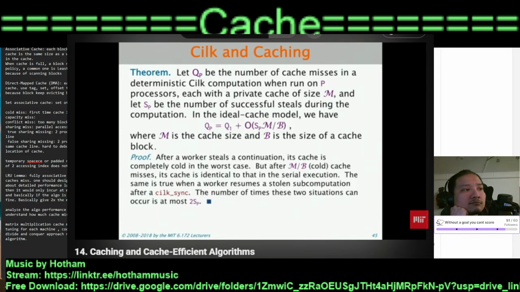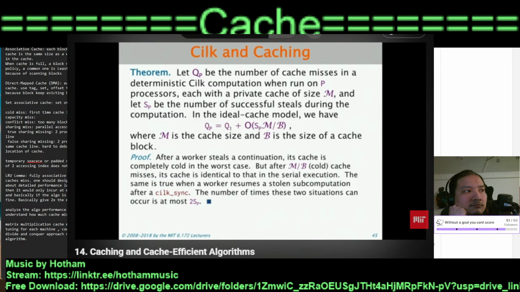And the proof for this goes as follows. If you recall, in the Cilk runtime system, workers can steal tasks from other workers when they don't have work to do. After a worker steals a task from another worker, its cache becomes completely cold in the worst case, because it wasn't actually working on that subproblem before. But after m over b cold cache misses, its cache is going to become identical to what it would be in the serial execution. So we just need to pay m over b cache misses to make the cache look the same as if it were executing serially.